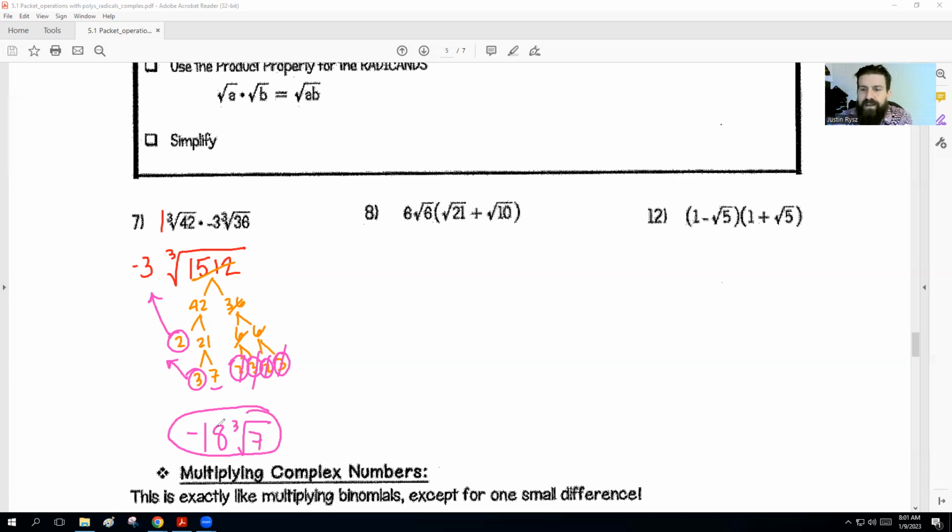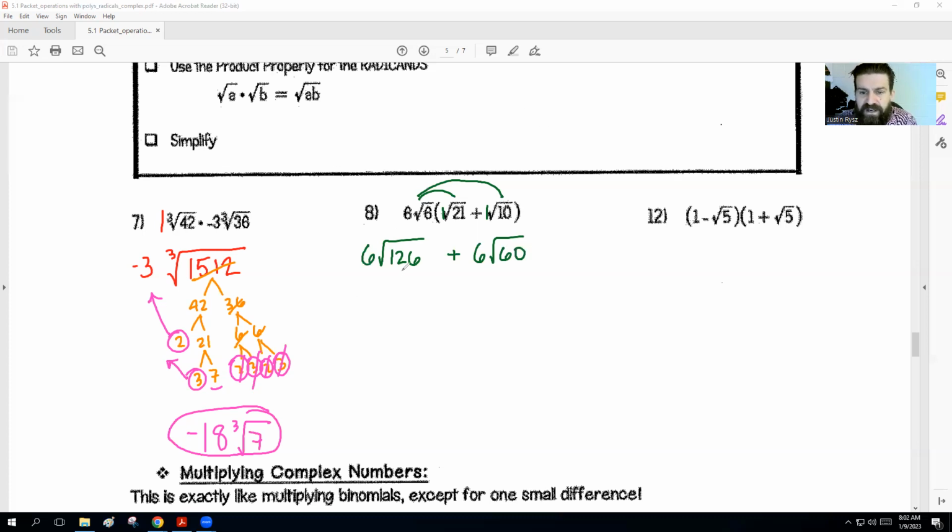Let's check this next one out. Here we have to distribute. So we're going to multiply the 6 radical 6 times the radical 21, and take the 6 radical 6 and times the radical 10. Technically, remember, there are 1s outside of both of these. So 6 times 1 is 6. And then 6 times 21, I'm just going to use the calculator, it's 126. Now 6 times 1 is 6. And then 6 times 10 inside the radicals would be 60.